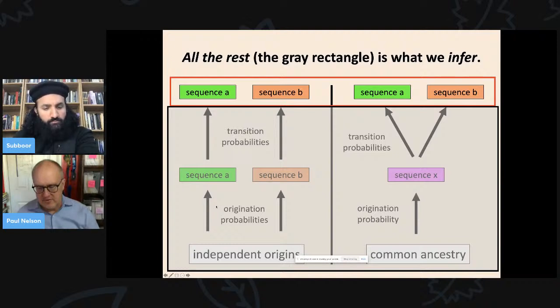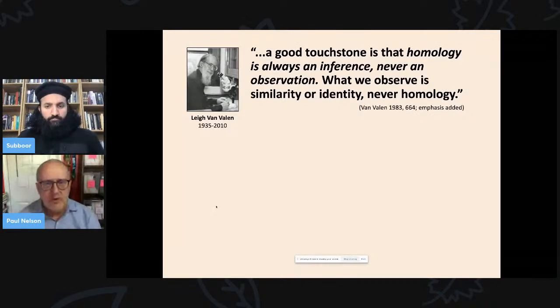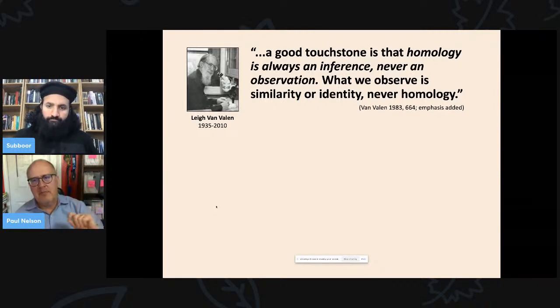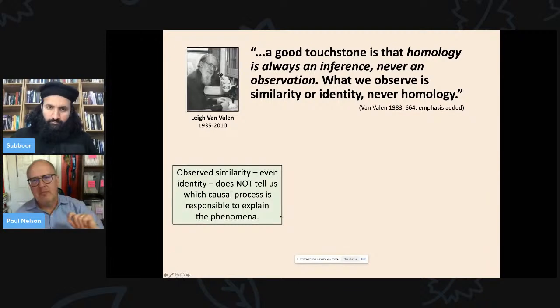One of the members of my committee at Chicago, Lee Van Valen, put it beautifully in a letter to Nature in 1983. It would be a very strange bumper sticker, but it would be a good poster on a wall in a molecular phylogenetics lab. Homology is always an inference, said Van Valen, never an observation. What we observe is similarity or identity, never homology. All right. It's a dictum that one should bear in mind.